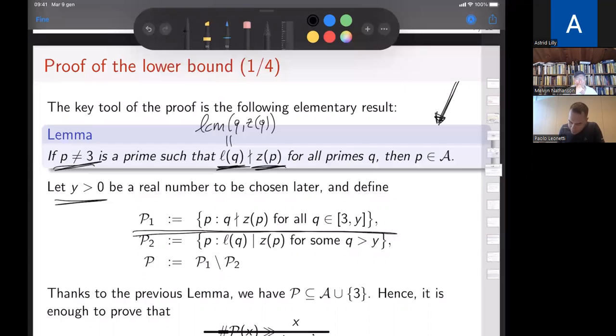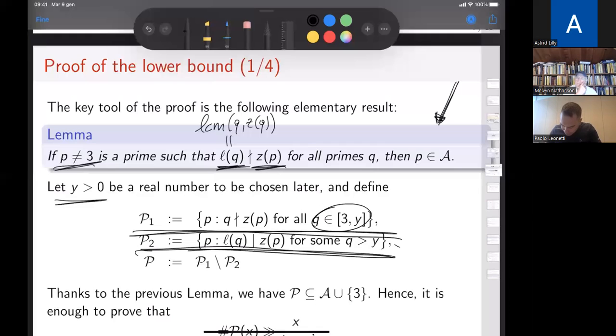P1 is the set of primes for which whenever Q is in the interval from 3 to y, then Q is not a multiple of zeta p. And moreover, P2 is defined to be the set of primes for which L of Q divides zeta p for some Q bigger than y. So from the definition of P2, we see the relationship with this lemma here directly. And also with the definition of P1, we know that if a prime satisfies this hypothesis in P1, then it is for sure an element of calligraphy K.